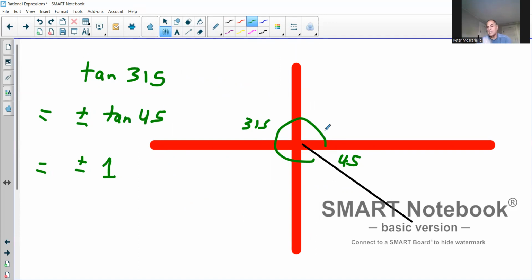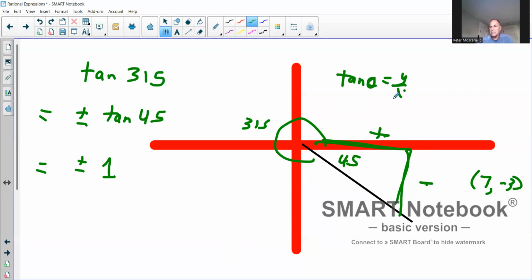Which is it? In quadrant 4, let's see, x is this way. So x is positive. Y is this way. Y is negative. In quadrant 4, think of a point in quadrant 4. 7, negative 3. X is positive and y is negative. Because x we go this way and y we go that way. So tangent, we also define as y over x, which is a negative over positive, so it's negative. So it's negative 1.